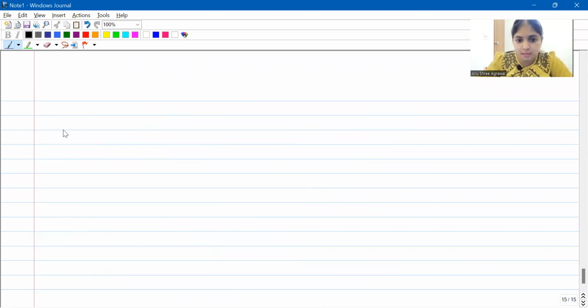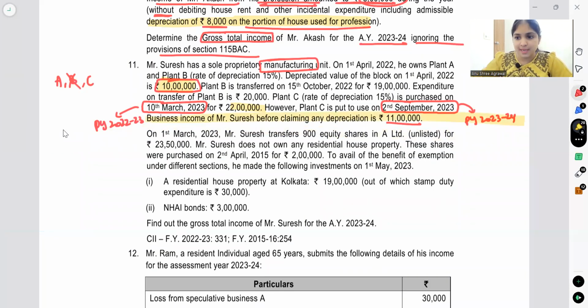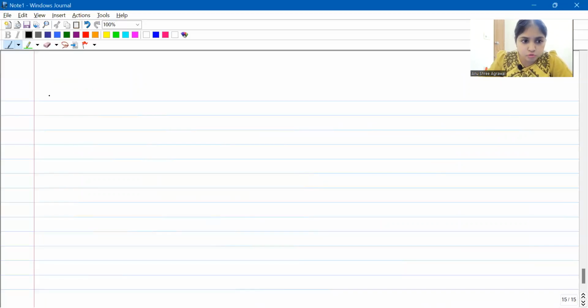We're done till here. Now coming to the capital gains part. So write down part 2 or part B. Part B, capital gains. Let us give a reading to the capital gains adjustment once again.